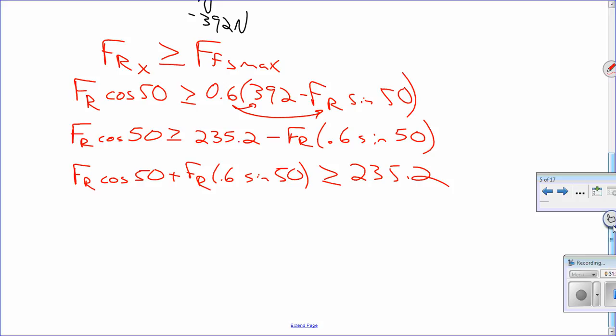I'm sorry, where did we get 235.2? We've got 0.6 times this whole mess here. So I distributed the 0.6: 0.6 times 392, and then 0.6 times this. Make sense? You good? Everybody good?